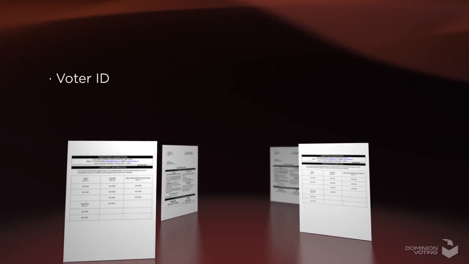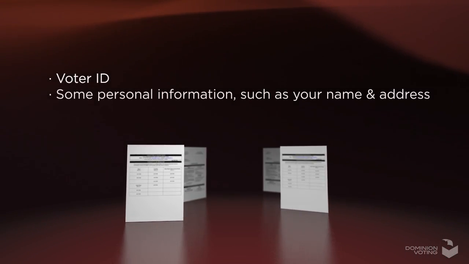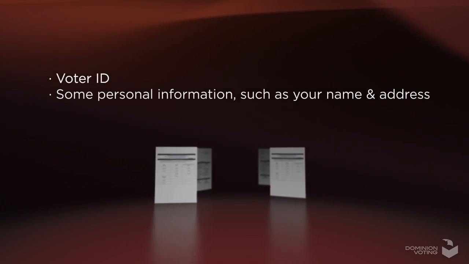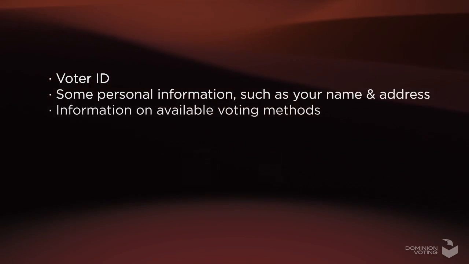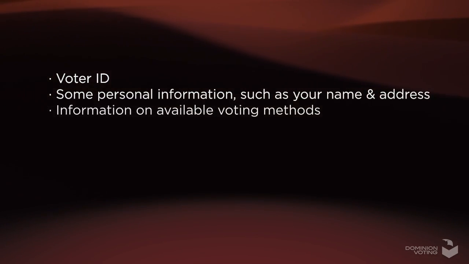All eligible voters are pre-registered for internet voting and telephone voting if offered. You will receive a voter notification letter in the mail. In the letter, you will find your voter ID and some personal information, such as your full name and address. The letter also provides information on all available voting methods, including internet and telephone voting if offered.